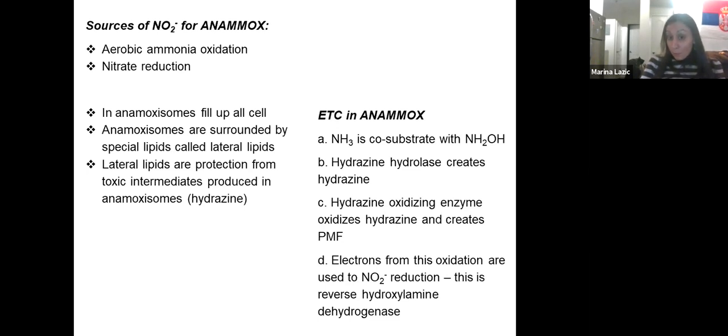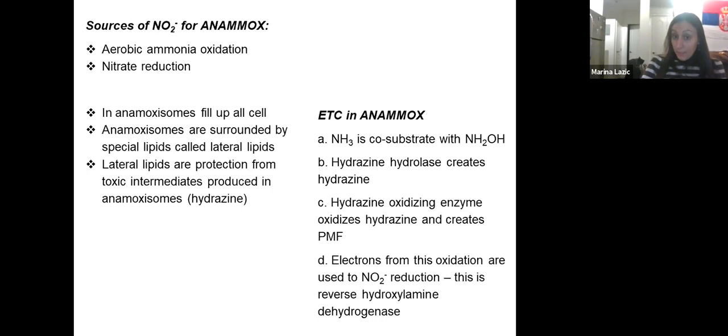And those anammoxosomes fill up the whole anammox cell, and they're like a special compartment surrounded by lipids. They are the place for ATP synthesis. So they have specific lipids, and know these things. These ladderane lipids are protection from some toxic intermediates that are produced during processes in anammoxosomes. Hydrazine is one of them.